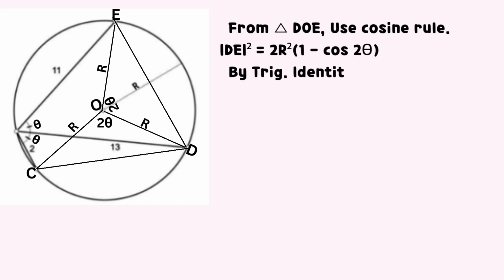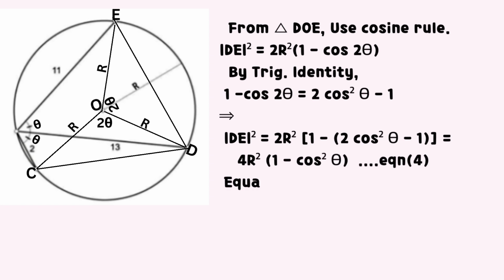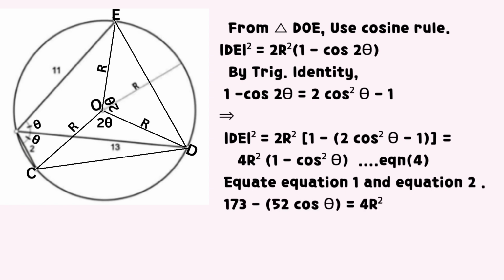From triangle DOE, use cosine rule. The square of line DE equals 2 times the product of the square of R and 1 minus cosine 2 times θ. By trigonometric identity, cosine 2 times θ equals 2 times the square of cosine θ minus 1. It follows that the square of line DE equals 4 times the product of the square of R and 1 minus the square of cosine θ. After simplification of values, we call it equation 4.